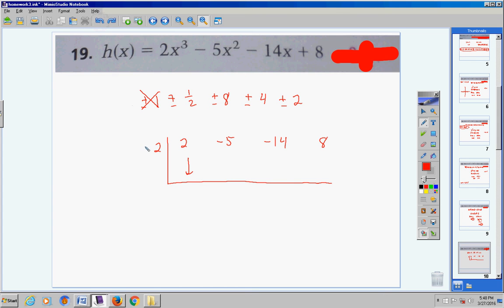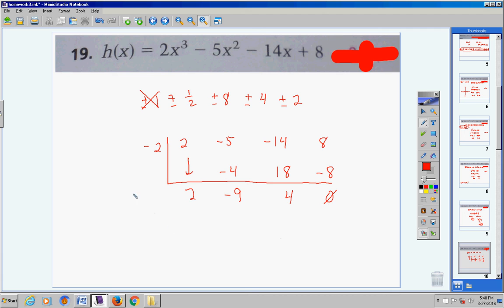Alright. Bring down your 2. Negative 2 times 2. Combine. Negative 2 times negative 9, positive 18. Combine. Negative 2 times 4. Look at that, negative 8. 0. So we're good. We're doing really well, okay?